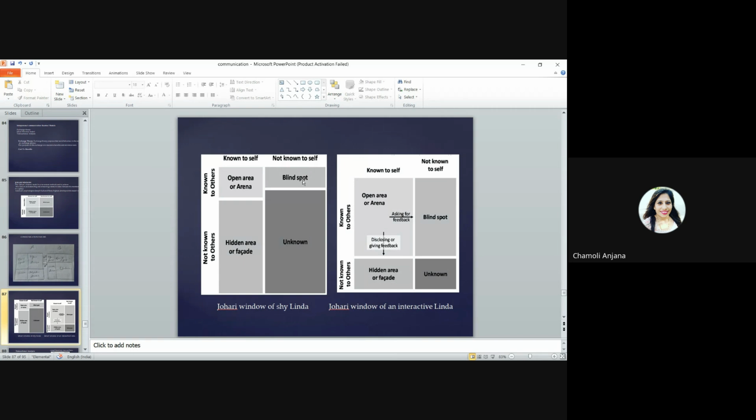How can I reduce this? If I am knowing more and more about myself. How can I know more about myself? If I take feedback from others, allow others to talk about me, and accept that, then the open area will increase horizontally and the blind spot will reduce. That is what is shown here: this can increase and this will reduce if you ask for feedback and get information from others about yourself. And this is what is required in every person's Johari window, that the open area should be increased.